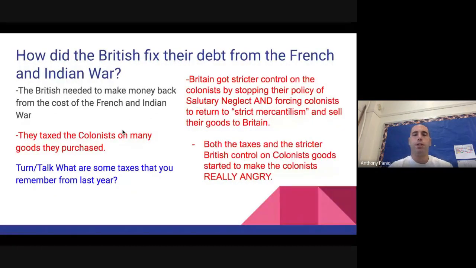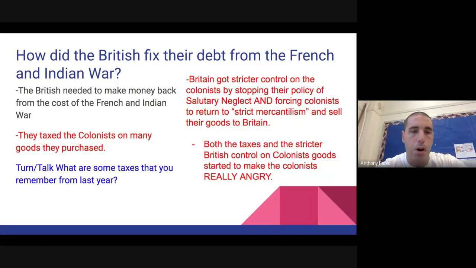So how did the British fix their debt from the French and Indian War? So debt is another word to essentially say that Britain owed a lot of money, okay? Since Britain owed a lot of money, they decided to fix their debt in a really interesting way. Now, the way you learned in 7th grade, and we will spend time on this tomorrow, was they taxed the colonists.